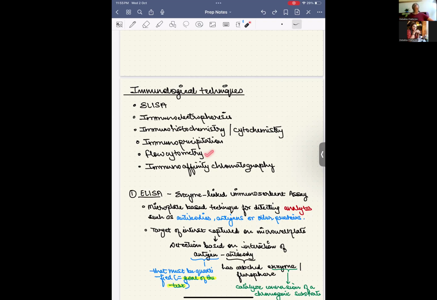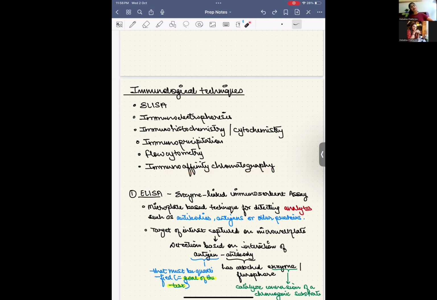Flow cytometry. So flow cytometry involves analysis of multiple cells. And how do I identify which cell is the cell of my interest? Again, based on some sort of proteins. How to mark those cells is by using specific antibody against these proteins, which can serve as a marker for my cell of interest. And lastly, immunoaffinity chromatography.